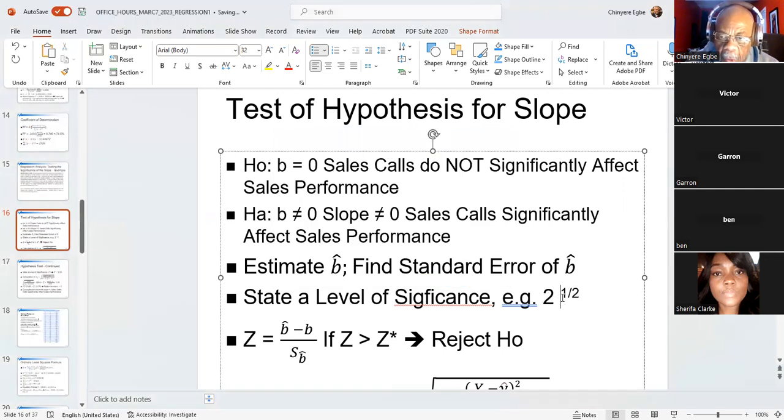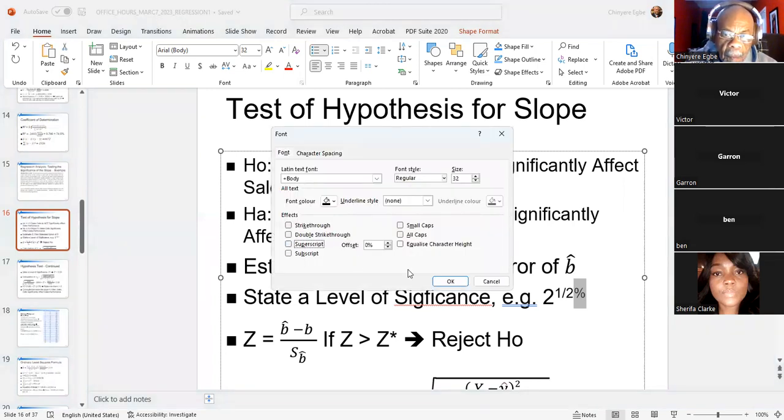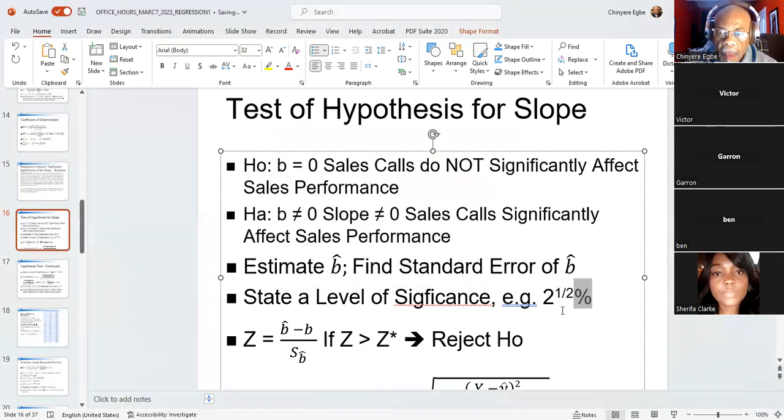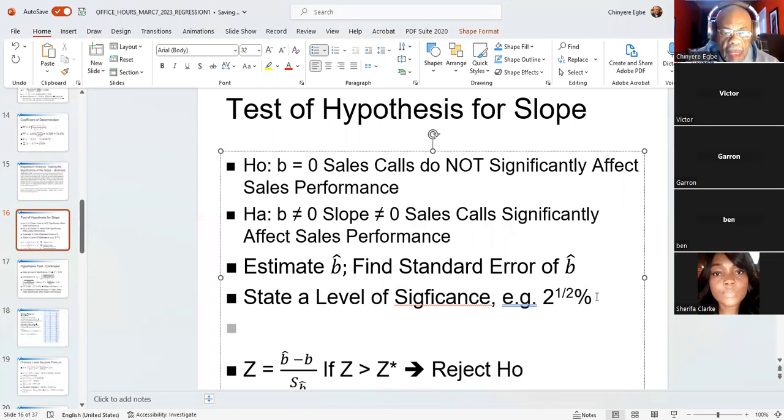Okay, so 2.5%. We have a 2.5% level of significance, which is 0.025, and that gives us a Z star, the critical Z value, which will be equal to 1.96. You all know how to look that up.